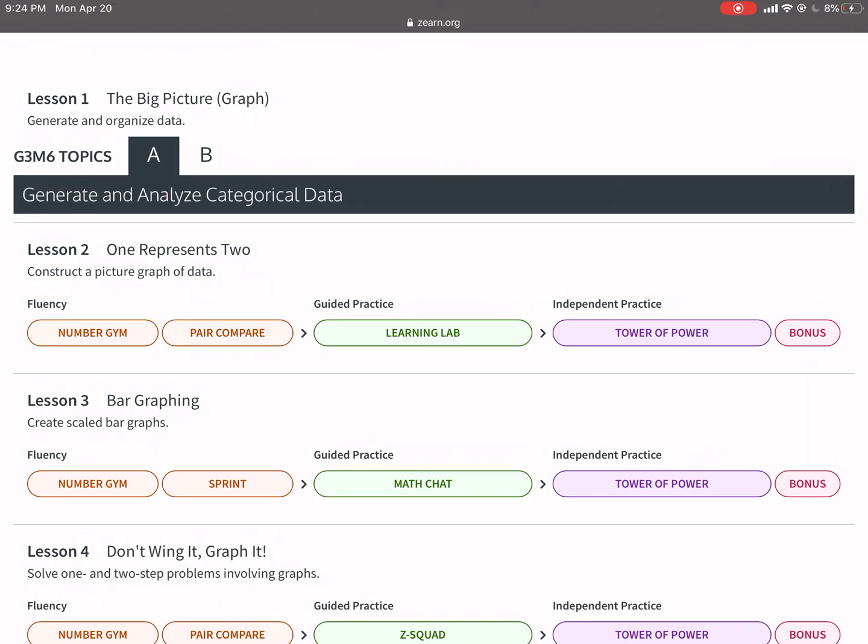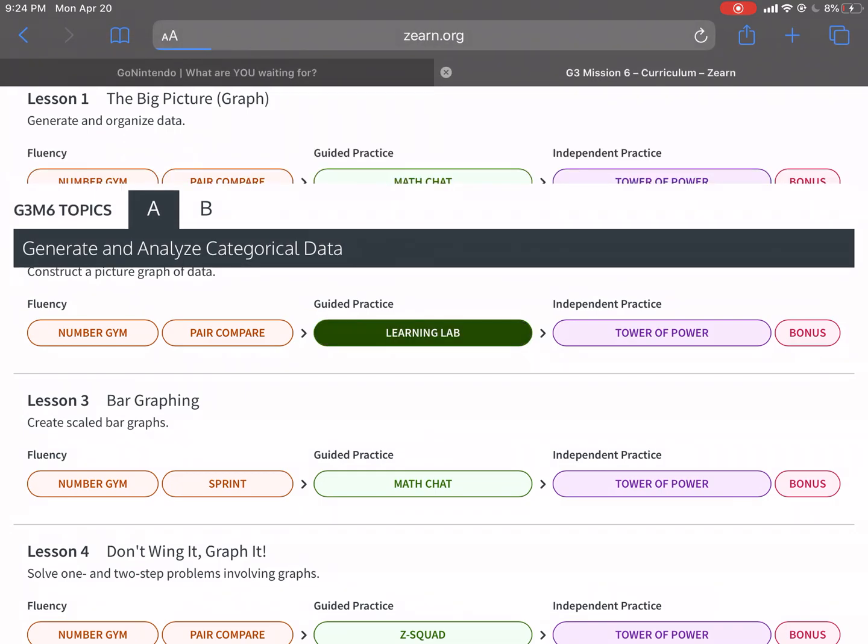On your own, you need to complete number gym, pair and compare, and tower of power, but we're going to do the learning lab together. If you are just watching the video lessons and doing the worksheets, you can just go ahead and complete your worksheet and send me a picture when you are done. Thanks. Let's get started.